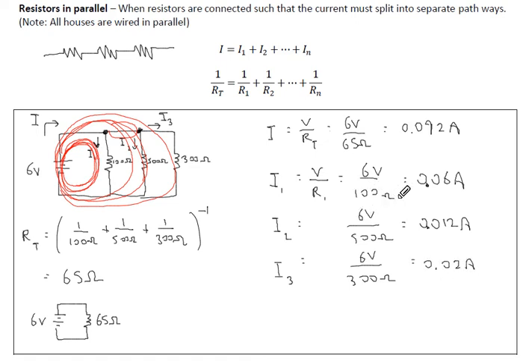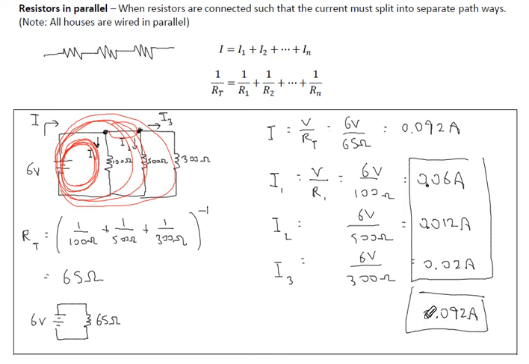I think I mentioned previously, but current wants to travel the path of least resistance. Because the 100 ohms is the smallest of those three resistors, clearly we can see there's more current passing through. And notice if we add up all those values together, 0.06, 0.012, 0.02, that all adds up to 0.092 amps. Okay. Current in, 0.092. Current down each individual path, they add up to the same value.